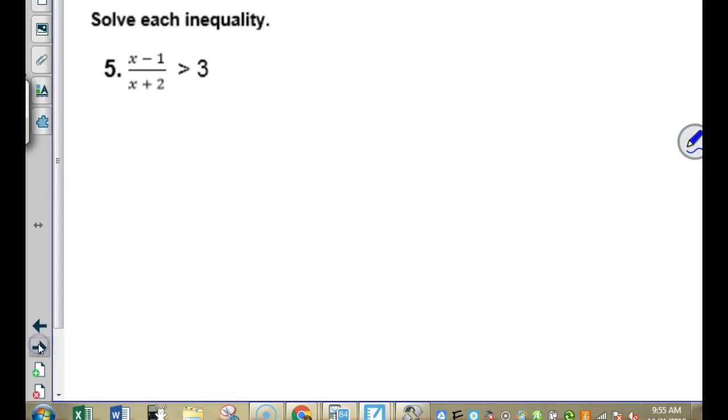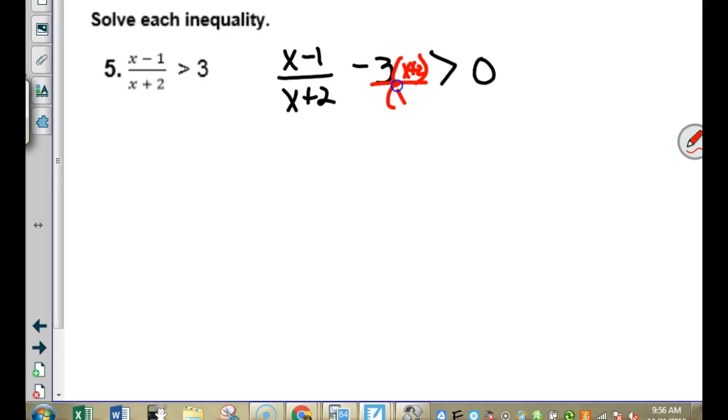All right. We are moving on to number 5 that you have. Okay, first part is make it compare to 0. So we have x minus 1 over x plus 2 minus 3 is greater than 0. Second thing is it has to be a single fraction. So how can we make the top and bottom of this the same as this? Okay, we've got to multiply an x plus 2 over an x plus 2 so that the common denominator will be x plus 2. Okay.